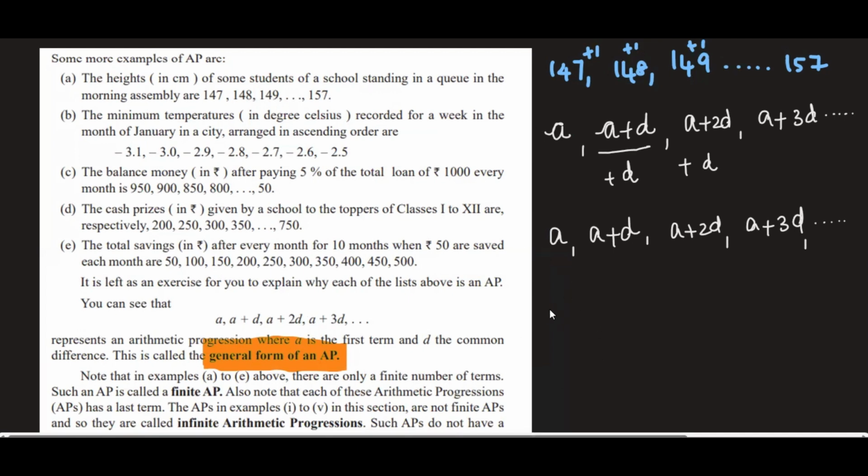Now let's say this is 147. Okay, A. Now what is A plus D? A plus D is 148. And what is A plus 2D? So 148 plus D. That will become 149 and so on. Okay, clear? Fine. Okay, then there is one more thing.